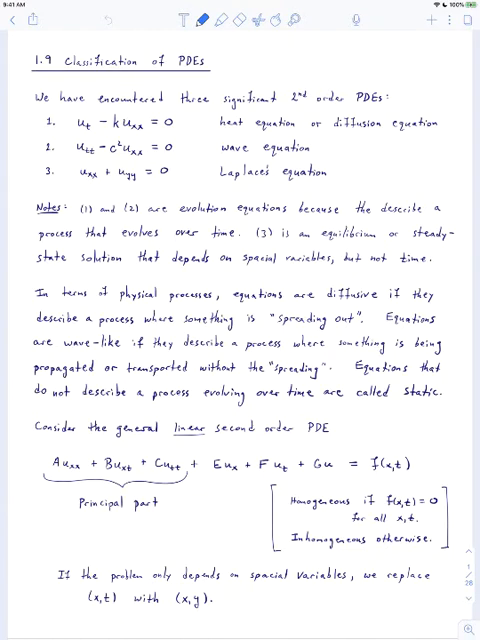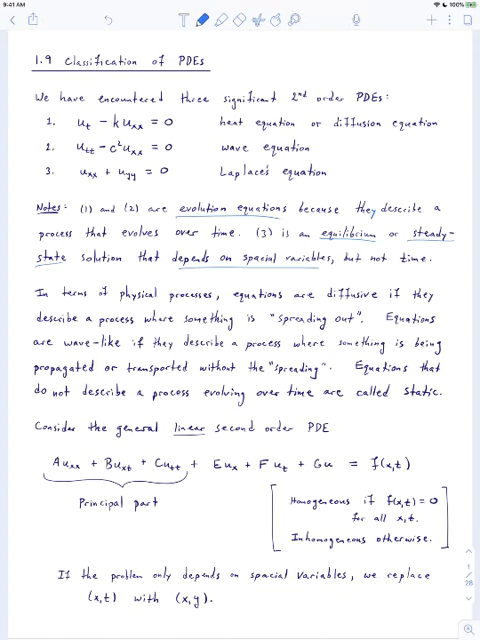1 and 2 are called evolution equations because they describe a process that evolves over time. They describe a process that evolves over time. Number 3 is an equilibrium or steady state solution that doesn't depend on time, just on the spatial variables.